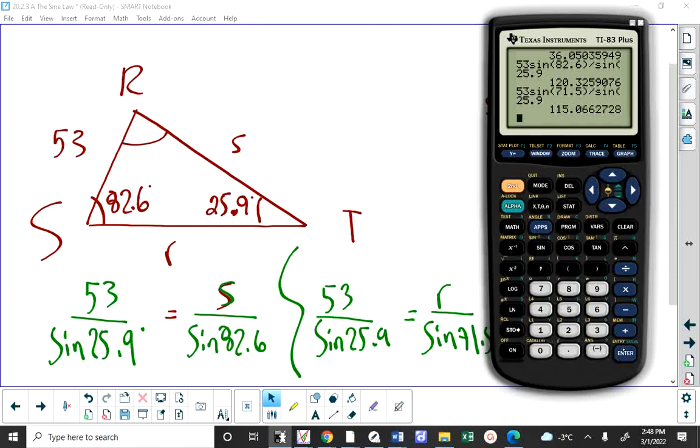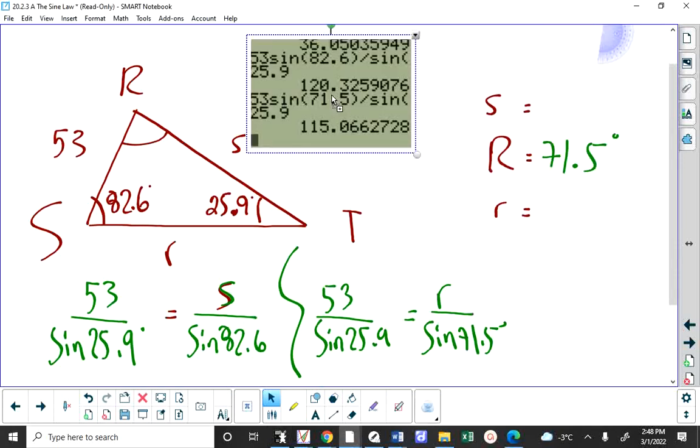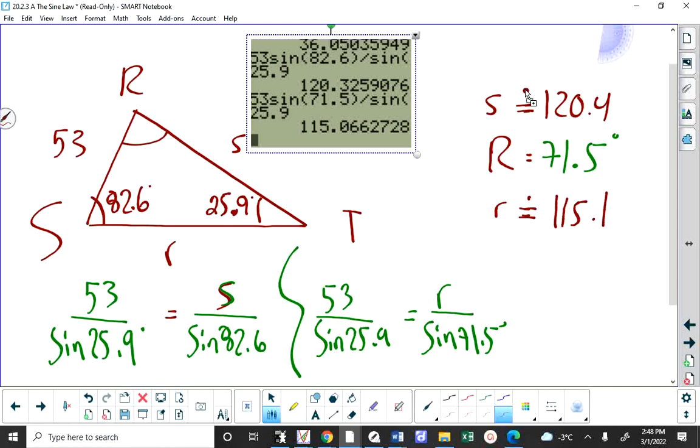But anyway, what was the first one I found? The first one I found was S. S is approximately, you put a dot above the equal sign to indicate approximately, 120.4. And R is approximately 115.1. And there you have it.